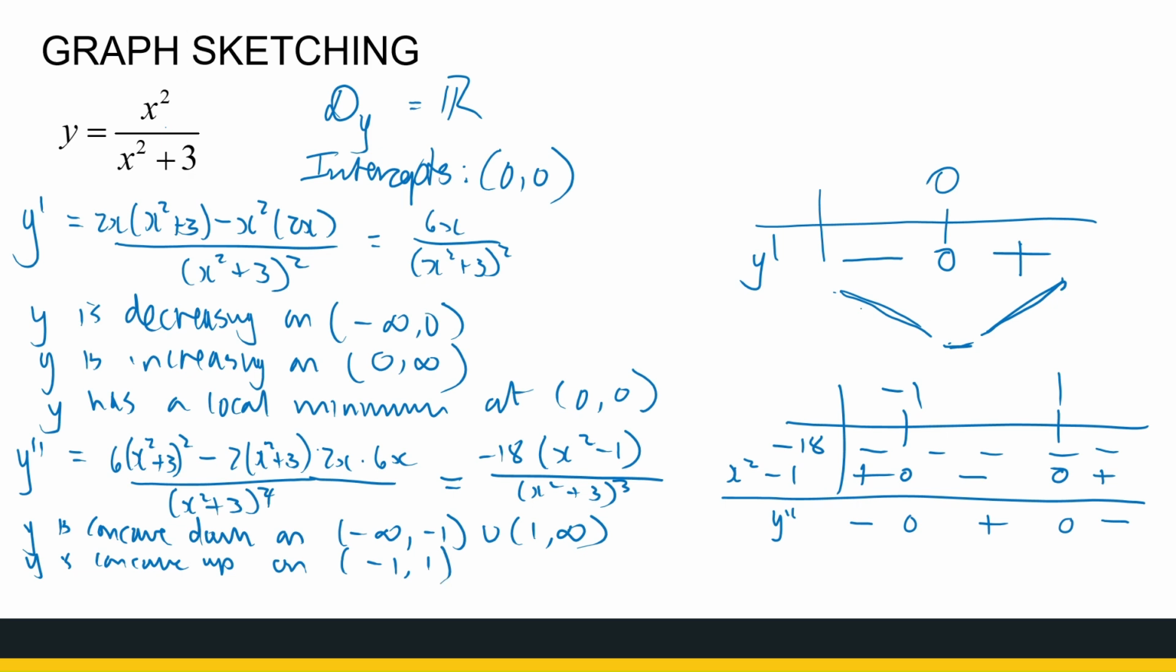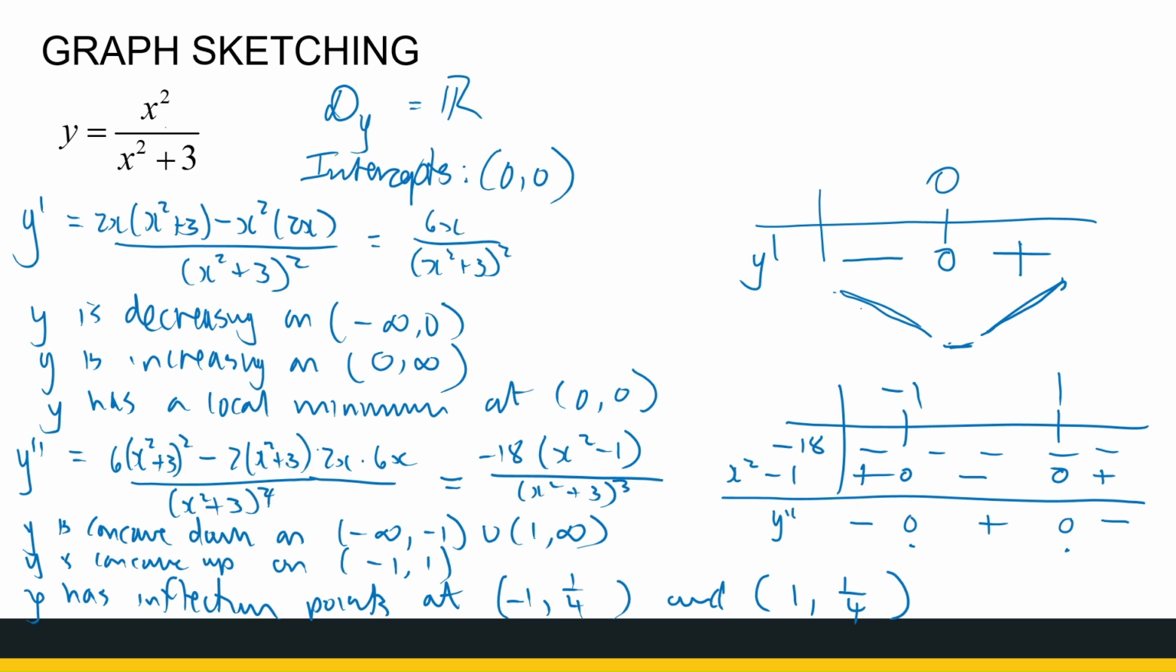So inflection points are where concavity changes, given that my original function is defined at that point. So at minus 1 and 1, concavity changes from negative to positive, and from positive to negative at both those values. My original function is defined at minus 1 and 1. So y has inflection points where x is minus 1, and I need to calculate the y value, and where x is 1, I need to calculate the y value. And I calculate those y values by substituting back into my original equation, and I will get a quarter for both of them. So those are my inflection points.